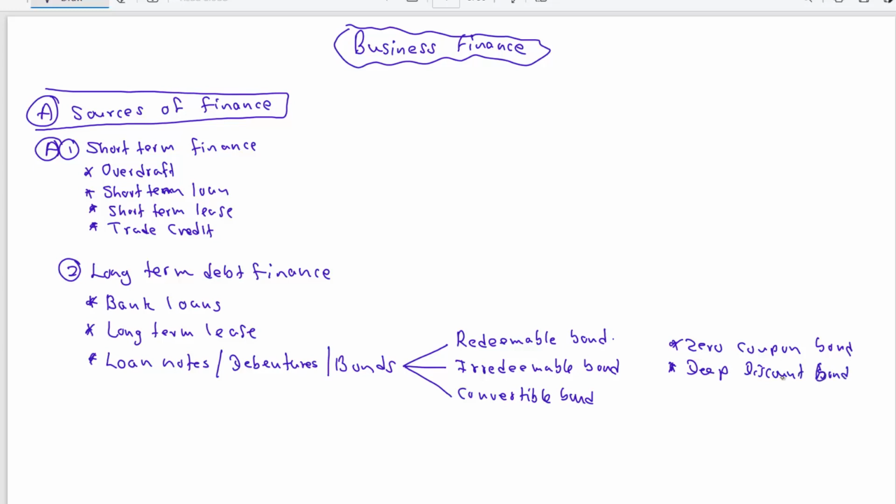And to make the bonds attractive, another element which is connected with the bond, which is warrants. To make the debentures attractive, the companies are offering something called warrants. You should know what that is as well.